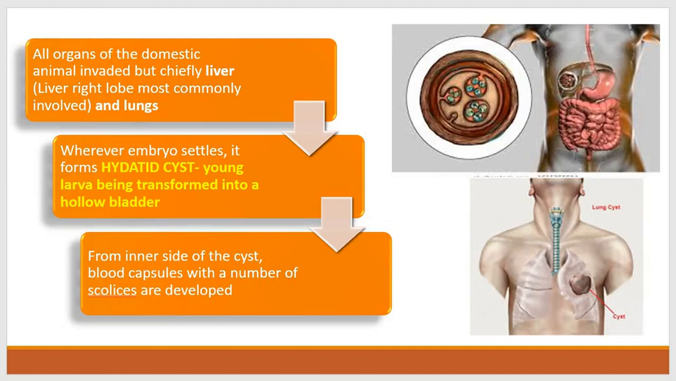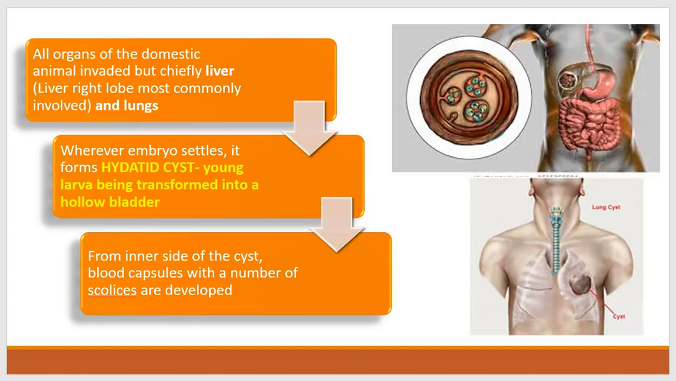Now, all organs of the domestic animal are invaded, but chiefly the liver, in which the right lobe is mostly involved, and the lungs. These two organs are mostly affected. Wherever this embryo settles, it forms the hydatid cyst. The hydatid cyst is basically the young larva being transformed into a hollow bladder.